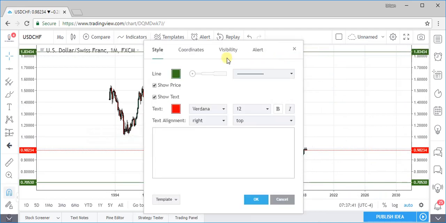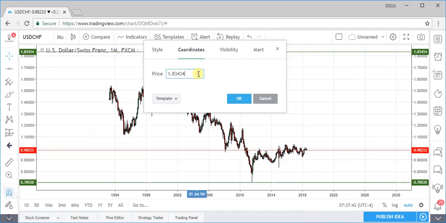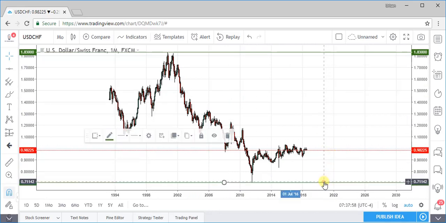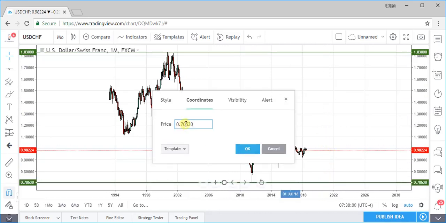Now let's go ahead and round these off. All right, we have 1.83434. What does that round to? 1.8300, 1.83 rather. Okay, down here at the bottom, 0.7530. What does that round to? 0.71.